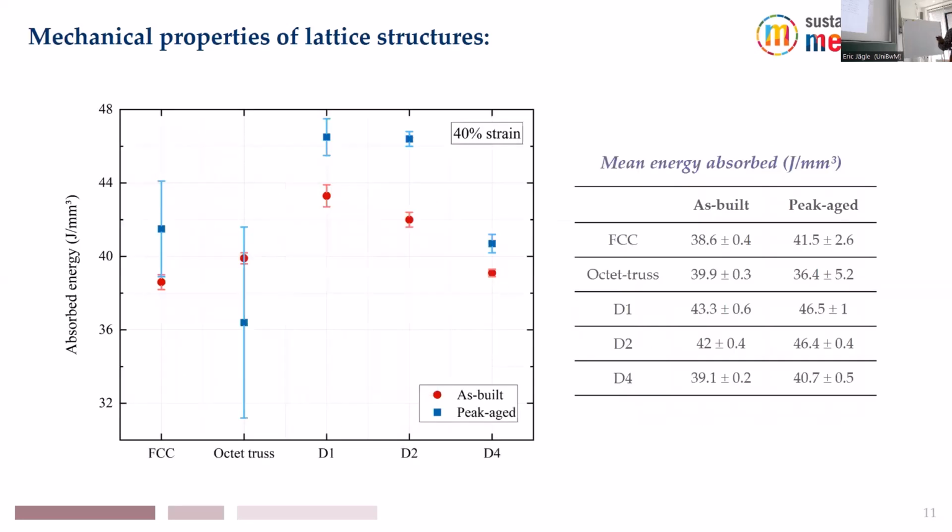In terms of absorbed energy, we calculated this at 40% strain. Except for the octet truss, in p-caged condition it was a clear trend that the p-caged microstructure would absorb more energy than the as-built condition. And here it is also evident that the D2 lattice design is optimal between D1, D2, and D4. Here, these are the numerical values of mean energy absorbed.